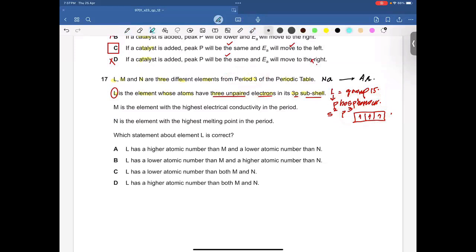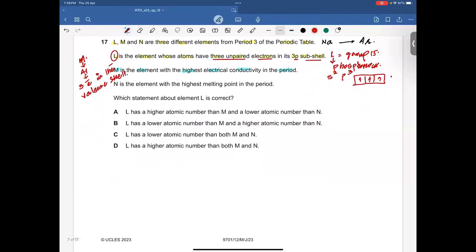Next, M is the element with the highest electrical conductivity in the period. So aluminum has the highest electrical conductivity as it contains 3 electrons in the valence shell. That's what we have discussed in the class. So this M is aluminum. Let me write it. We have aluminum, we have phosphorus. Let me talk about this.